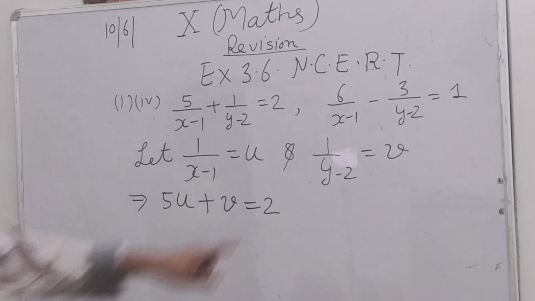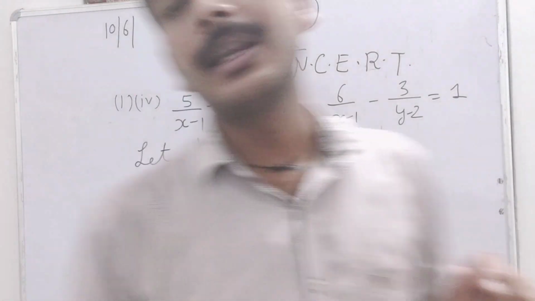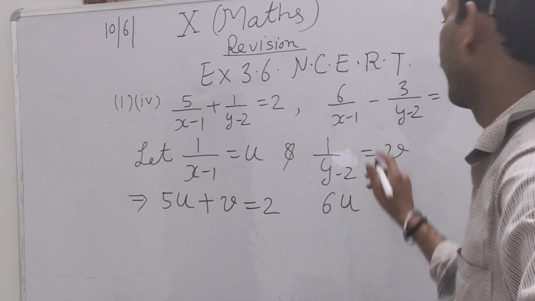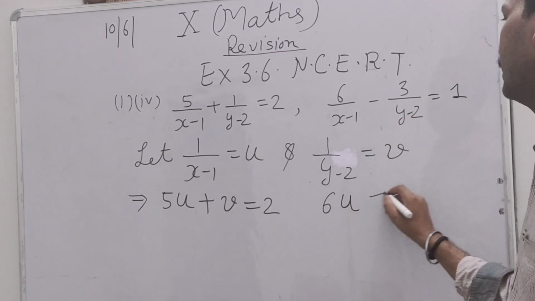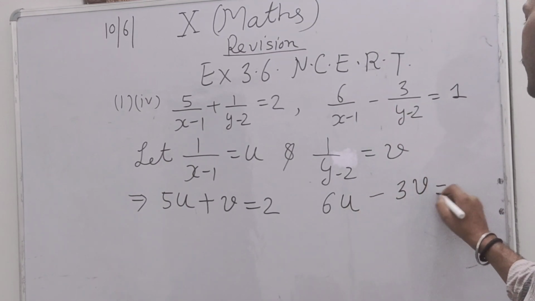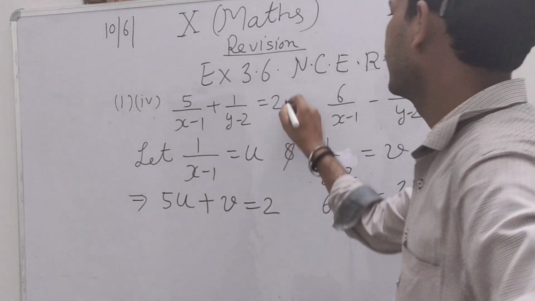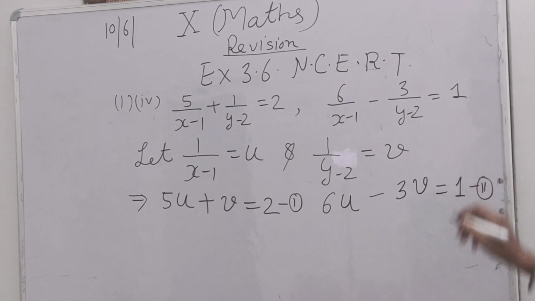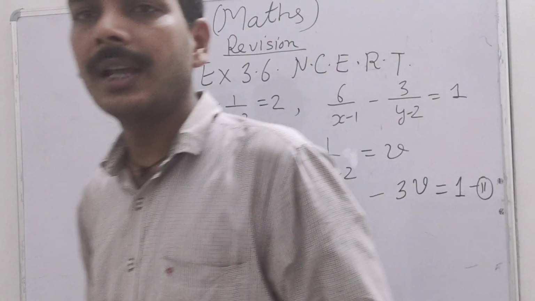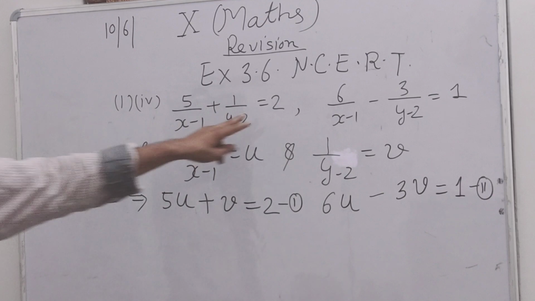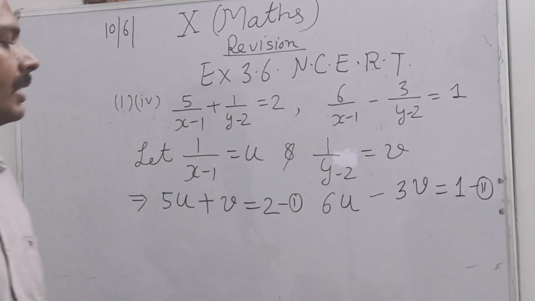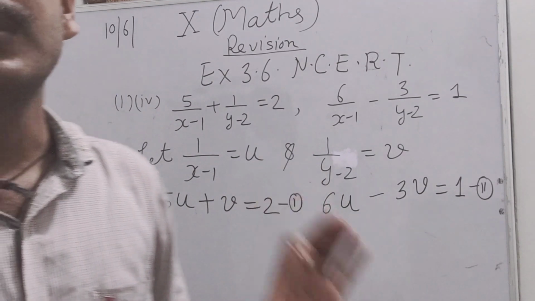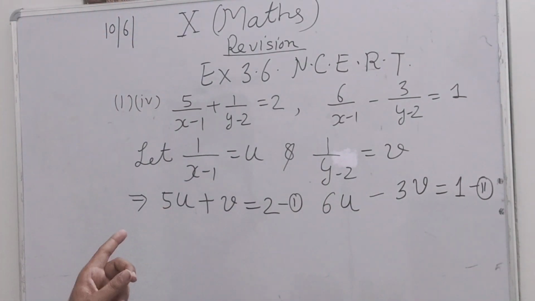And the second is 6 upon x minus 1, it means it will be 6u minus 3v is equal to 1. Suppose that it is the first equation and this is our second equation. Sometimes you can also call them equation 1 and 2, no problem about that. According to this, the equations are now converted to linear equations.